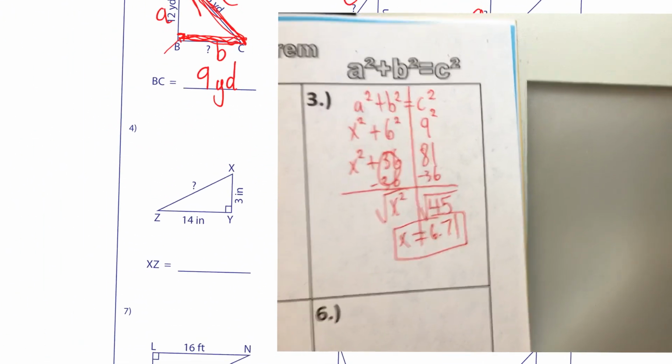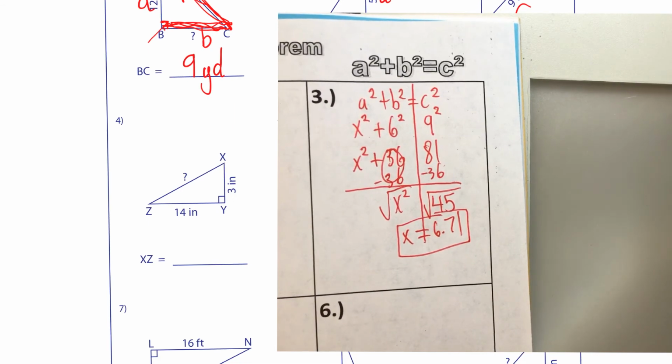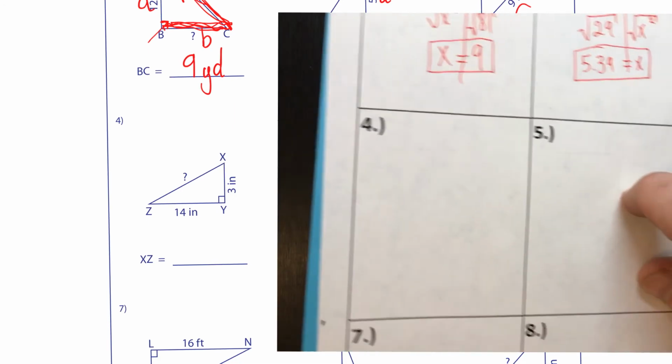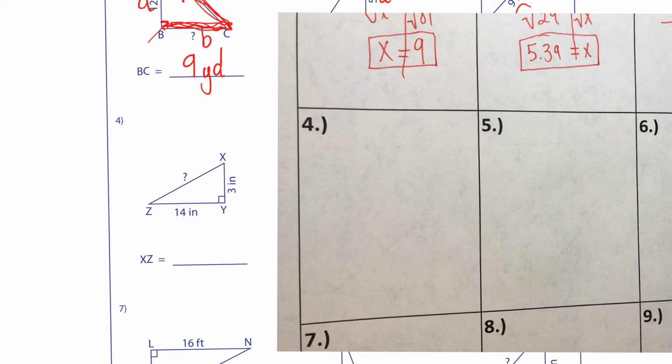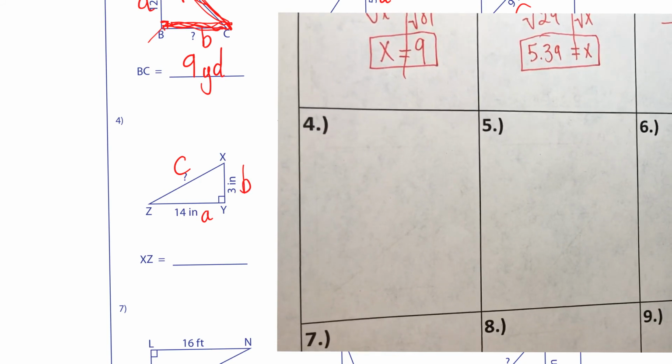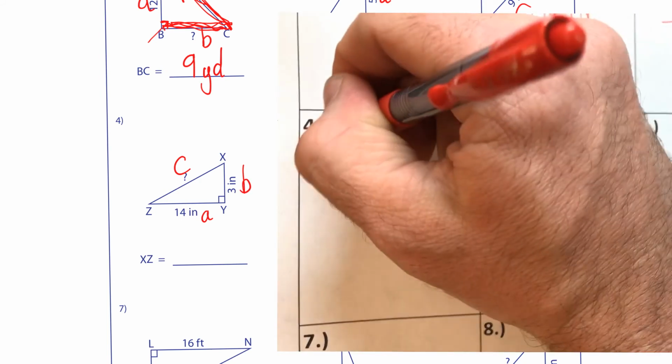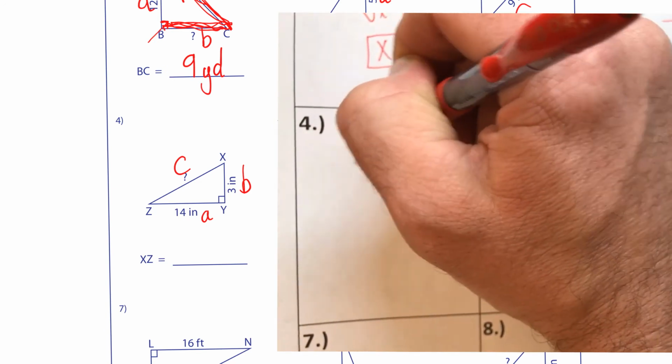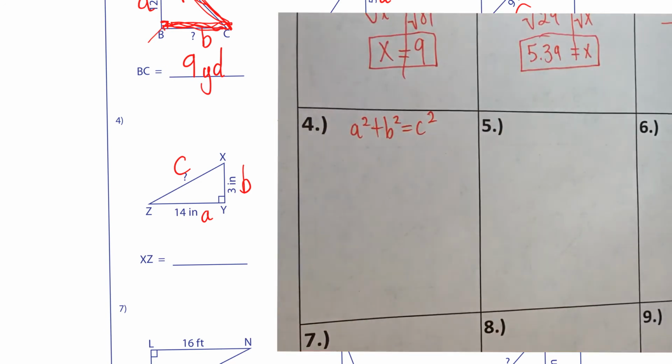Alrighty. Let's look at number 4. So on number 4, which one is the C? It's the unknown one. And so this is like our A, this is our B. So A squared plus B squared equals C squared. Okay, I want you to try that one.